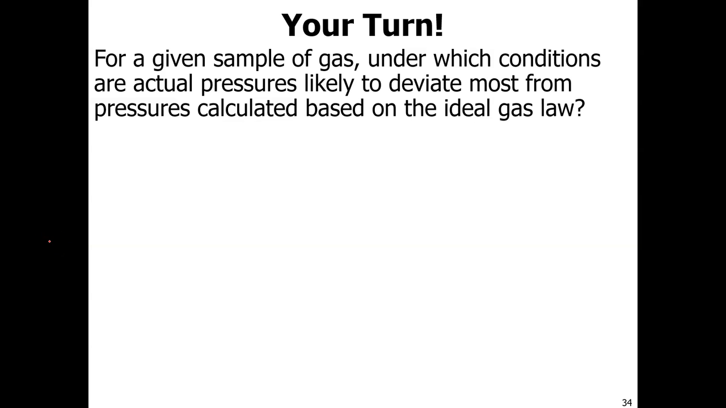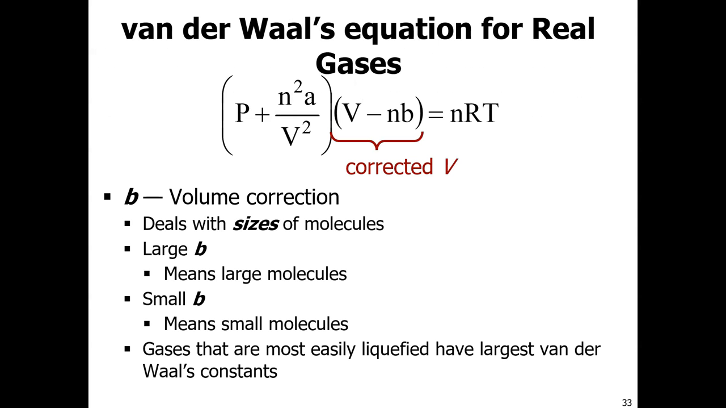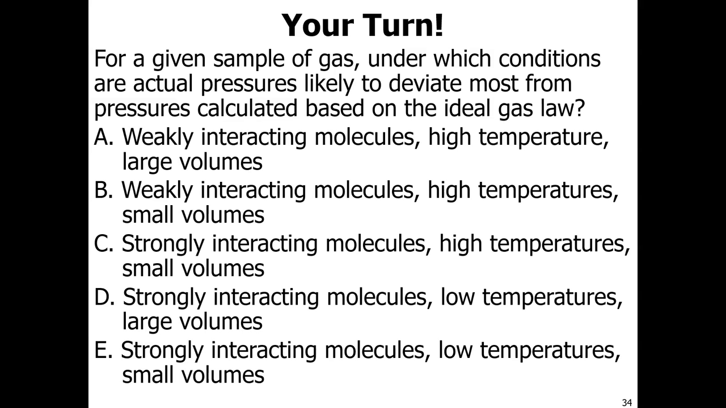All right, for this now, I'd like you to look at this question and determine which is the correct answer. I'm going to show you a few multiple choice options below. So if you have a given sample of gas, under which conditions is actual pressure likely to deviate the most from pressures calculated based on the ideal gas law? So thinking about the equation here with van der Waals and what is being corrected. These are your options. So select the one that you believe is correct, post that in our Blackboard space, and we'll talk about the answers if you have questions.